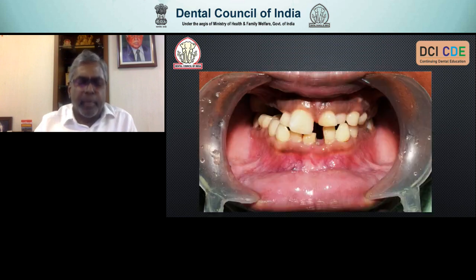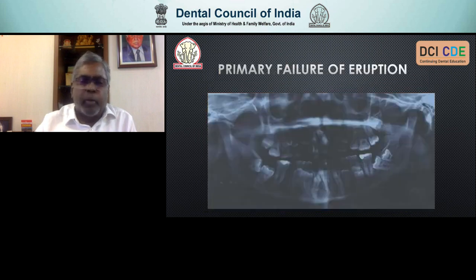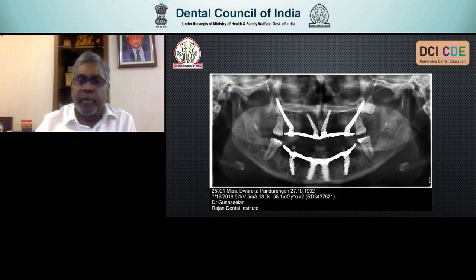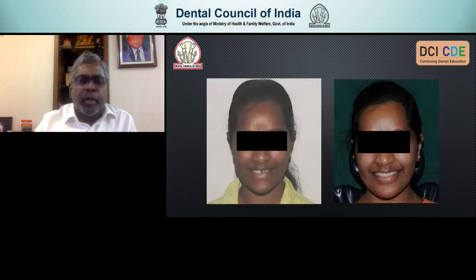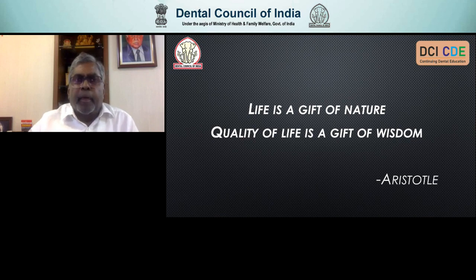Again, a rare condition such as primary failure of eruption. This patient came with a situation like multiple impacted teeth. We investigated her, and then the final diagnosis was a primary failure of eruption. Again, a younger patient. So our notion of implant patients being older patients is not there anymore. We see a lot of patients who are younger who need this sort of treatment. We do multiple implants, all-on-four technique or zygoma, and then restore them. So in these ways, we can really change a patient's life.